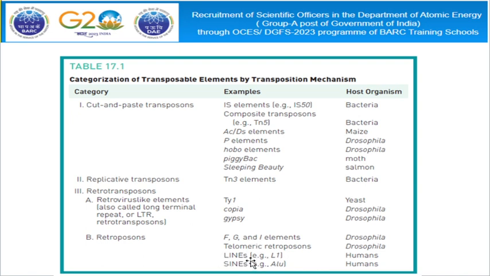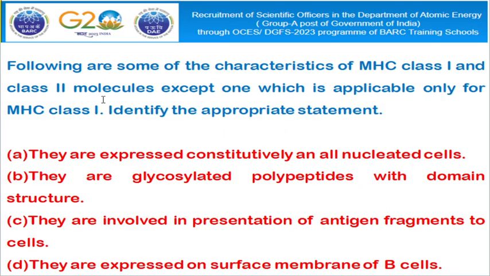Both LINEs and SINEs are highly present in humans. Regarding other transposons, the Ac/Ds element is present in maize, and the P element and hobo element are from Drosophila, and the Ty element, Copia and Gypsy are also from Drosophila. Copia and Gypsy come under a classification called retrotransposon, and piggyBac is from moth and Sleeping Beauty is from salmon.